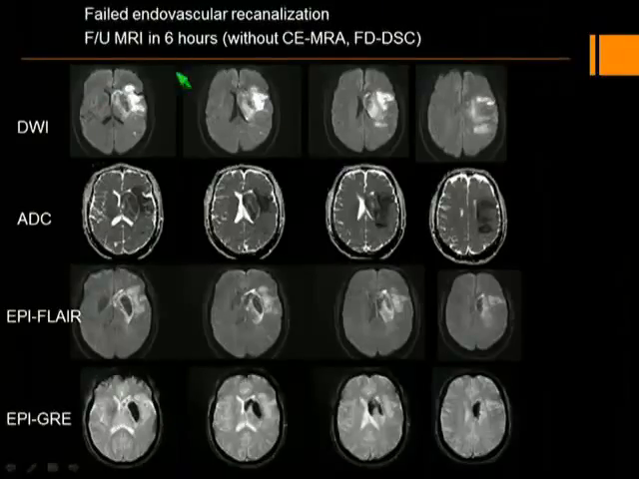She underwent endovascular recanalization, which unfortunately failed, and 6 hours later she had this follow-up examination. You can see that the infarction is relatively stable. It didn't really grow that much, but unfortunately she developed hemorrhage in the basal ganglia with intraventricular extension that you can see on GRE images. Now you have FLAIR hyperintensity in the region of infarction, as you would expect in a patient who is 6-7 hours from the onset of presentation.